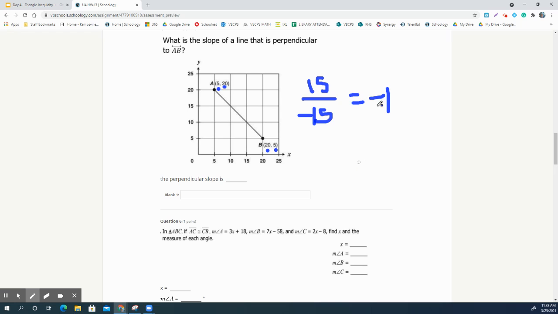Yeah, what's the question asking? Perpendicular line. A parallel line is going to have this slope. That's the symbol for parallel. A perpendicular line is going to be the negative reciprocal. I've got to do -1 over 1, flip it around, and make it positive.